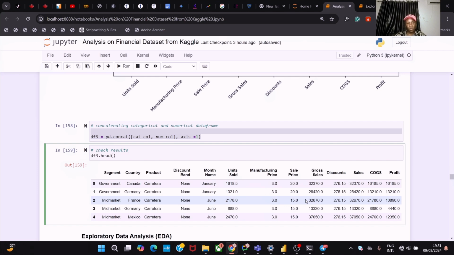You need to know that exploratory data analysis is divided into three: the univariate, the bivariate, and the multivariate exploratory data analysis. In the univariate exploratory data analysis, what we do is visualize each of the categorical columns and each of the numerical columns. We'll visualize every column in the categorical columns using a subplot, and we also visualize every column in the numerical columns using a subplot.